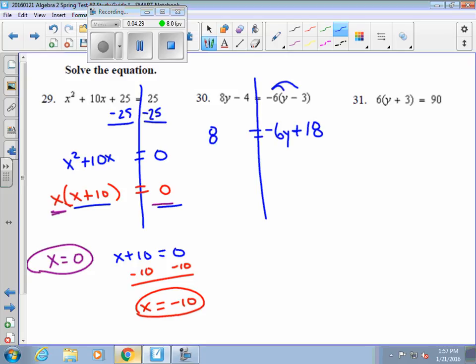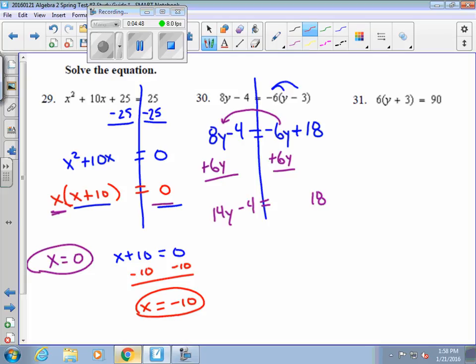You still have 8y minus 4 on the left. Bring your smaller y value over to your larger one. Undo minus or negative 6y by adding 6y. If you do it there, do it here. 8y plus 6y is 14y. You still have minus 4, and you still have equals 18.